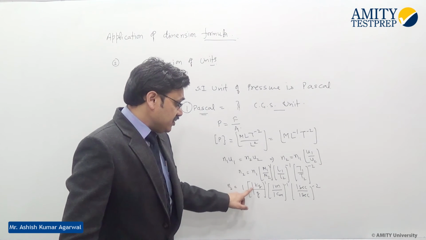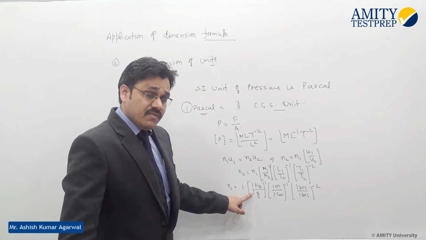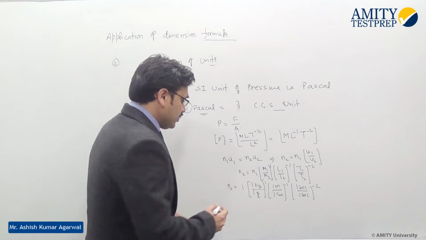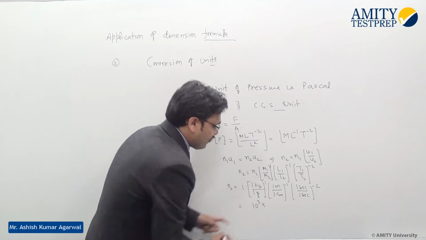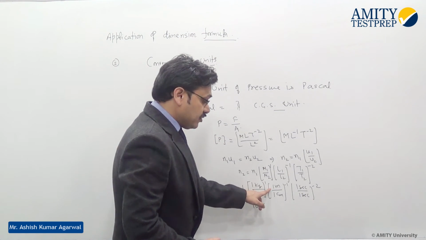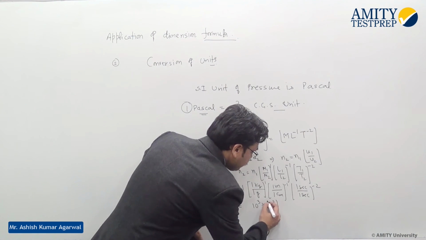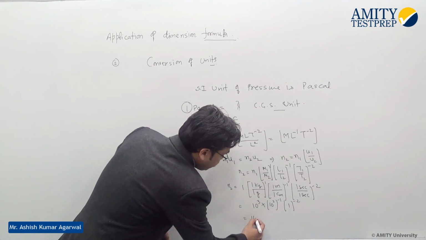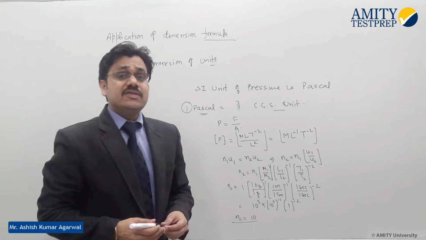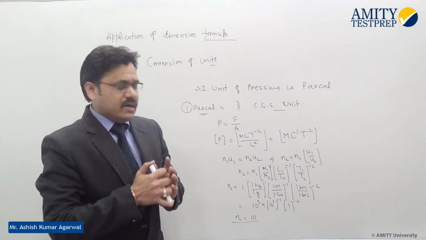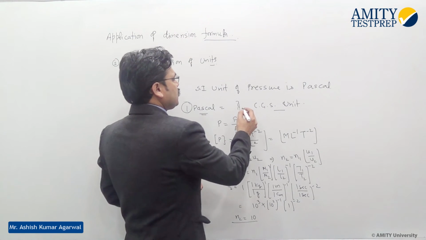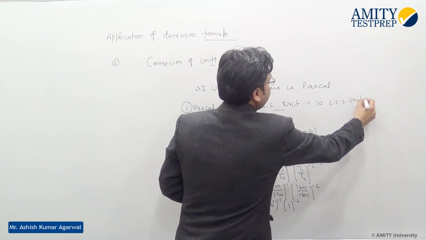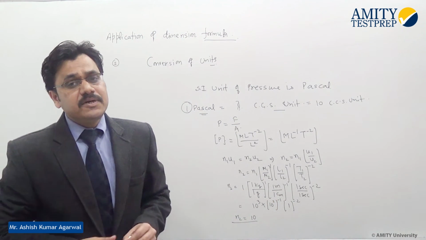Now what is the relation between 1 kg and 1 gram? Clearly, 1 kg equals 10 to the power 3 grams. So if you cancel out the grams, you get 10 to the power 3. For meter it is 10 to the power 2, with power minus 1, and this is 1 to the power minus 2. By solving this, you get 10. So the numerical value, or the conversion ratio, here is 10. So you can say 1 Pascal equals 10 CGS units. In this way you can convert one unit system into another.